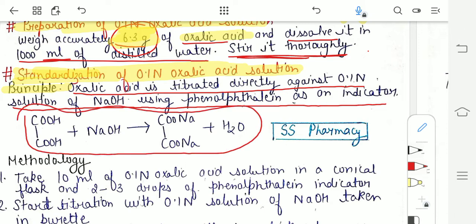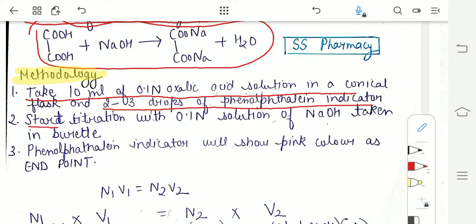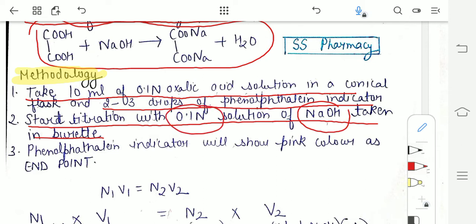Now let us directly see the methodology. We will take 10 ml of 0.1 normal oxalic acid solution in a conical flask, and then we will add 2 to 3 drops of phenolphthalein indicator. We are actually performing a titration over here. Then we will start the titration with 0.1 normal solution of sodium hydroxide taken in the burette. The strength of this sodium hydroxide solution we already know, which is 0.1 normal. Phenolphthalein is used as an indicator, and it will show the endpoint by pink color. So this is the basic methodology of carrying out our titration.